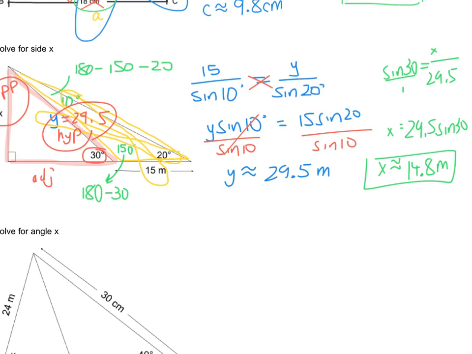All right, so we should have had sine 30 equals x over 29.5 because we want opposite over hypotenuse. When you cross multiply, you are multiplying 29.5 with sine 30, and you should get 14.8 meters as your final answer for x. So in both of these scenarios, we had to solve for a missing side that was shared by the two triangles we had, the oblique one and the right triangle. So we had a combination of sine law and our basic SOHCAHTOA.